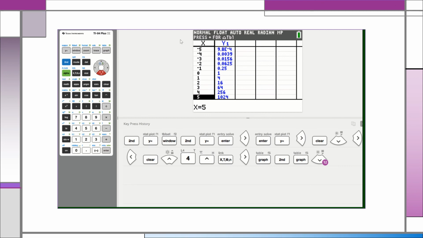Our domain, well, there is no restriction to our domain. It's negative infinity to infinity, or all real numbers. And then our range, again, as we stated earlier, is y is going to be greater than 0 out to forever, to infinity.